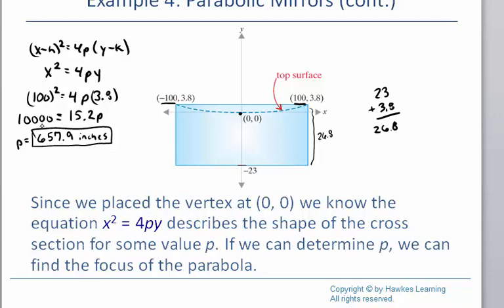The book does go ahead and convert that to feet. If in your homework problems they're asking for it in inches, we're done. If it asks for it in feet, you would need to divide that by 12, and you could come up with approximately 54.8 feet. And so remember that your focus is p units away from your vertex. So to come up with your focus, you would simply move up 55 feet. And so the answer to the question, where is the focus of the telescope, we could say that the focus is 55 feet up from the mirror.